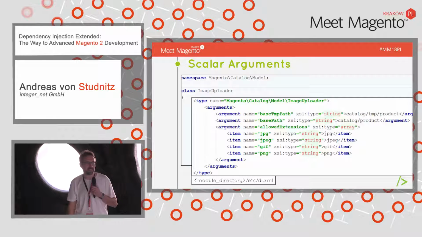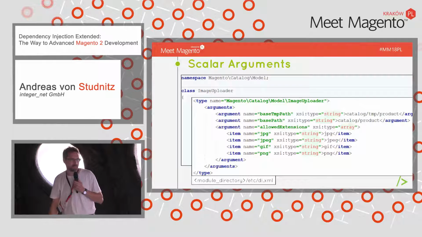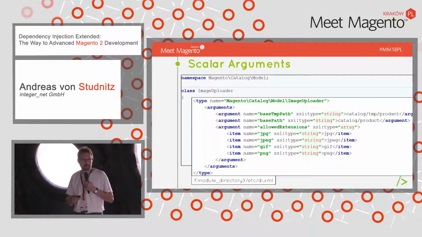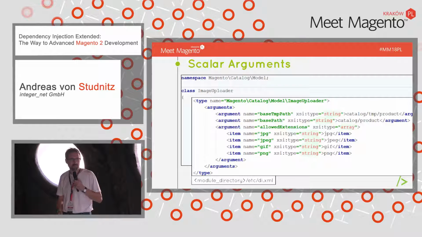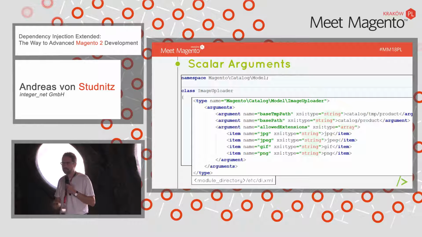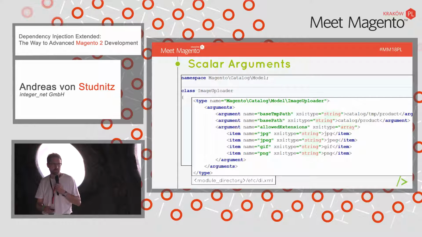Base TMP path is exactly the same writing as we have seen here, $base TMP path. And base path is exactly the same as in the constructor, and allowed extensions exactly reflects the parameter name. So this is important to have it matching exactly, and then you can insert your arguments there. For example, you can insert a string as a base temp path and another string as a base path, and to get a little bit more complex, the allowed extensions is an array, and this array again can consist of one or more strings or integers, or again a subarray. So this is used for configuration of classes more or less.